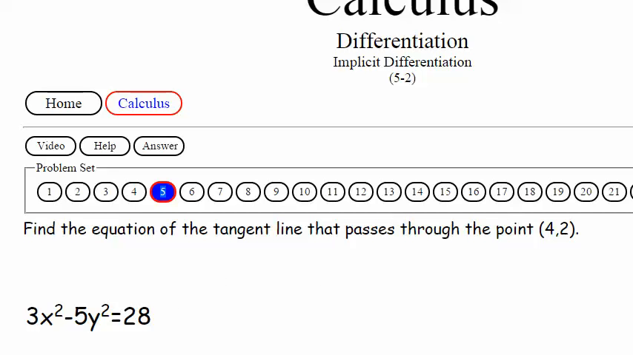So first things first, let's bring up the marker board and rewrite everything. So we got 3x squared minus 5y squared is equal to 28. And we need to write this down. This is important.